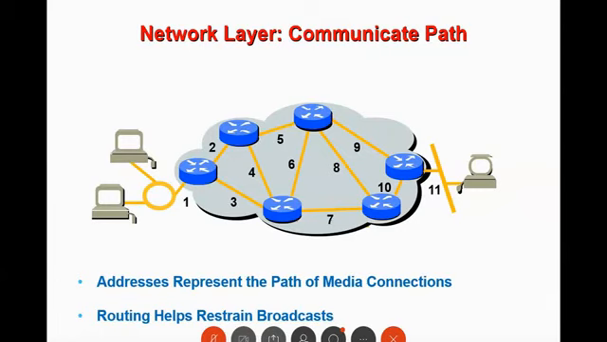Addresses represent the path. If you can see 1, 2, 3, 4, 5, 6 in this presentation, it talks about the different paths the packet is taking on a router. There are very many routers in these paths. So the packet transits many routers in the network before it reaches its destination. This routing helps us restrain the broadcast.